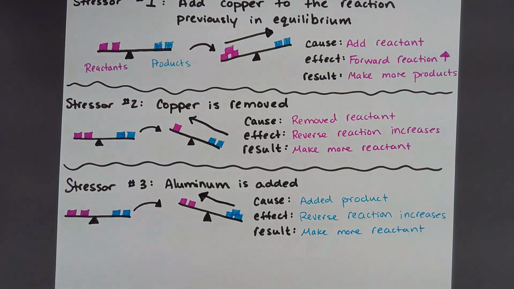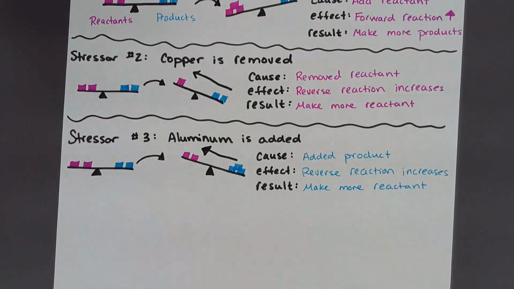When you are looking at the result, you're always going to be looking at what can I add? What can I make more of? We're never going to look from an angle of lesser. So what can I add? I can add reactant. Need more pink.